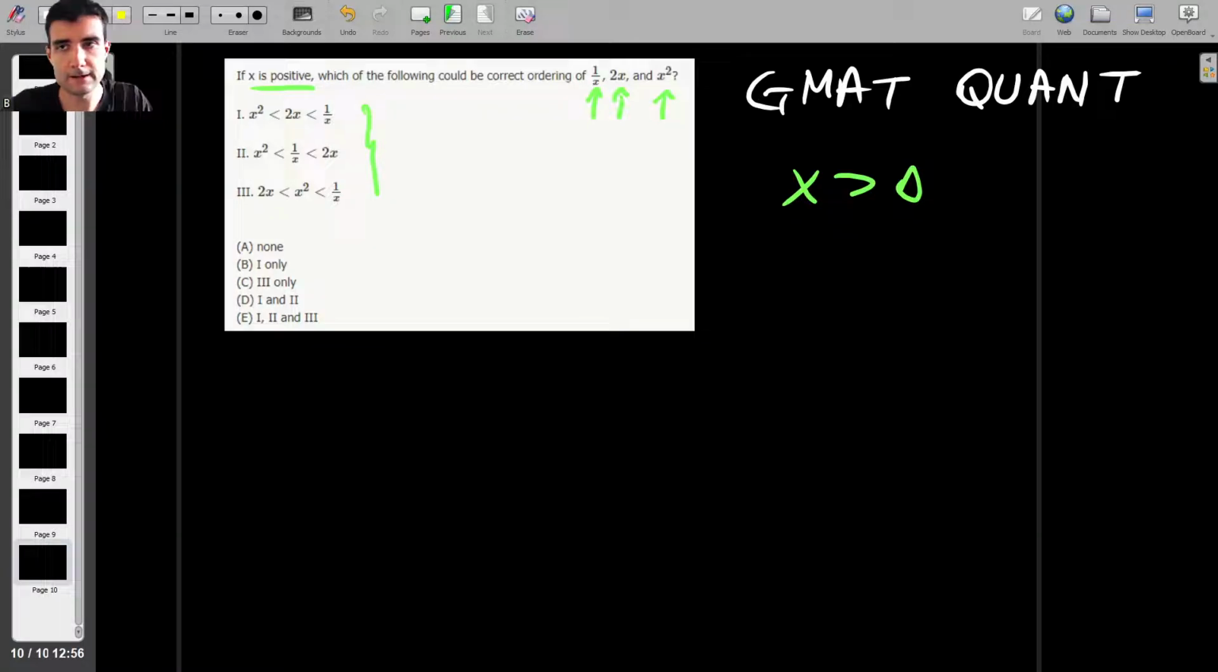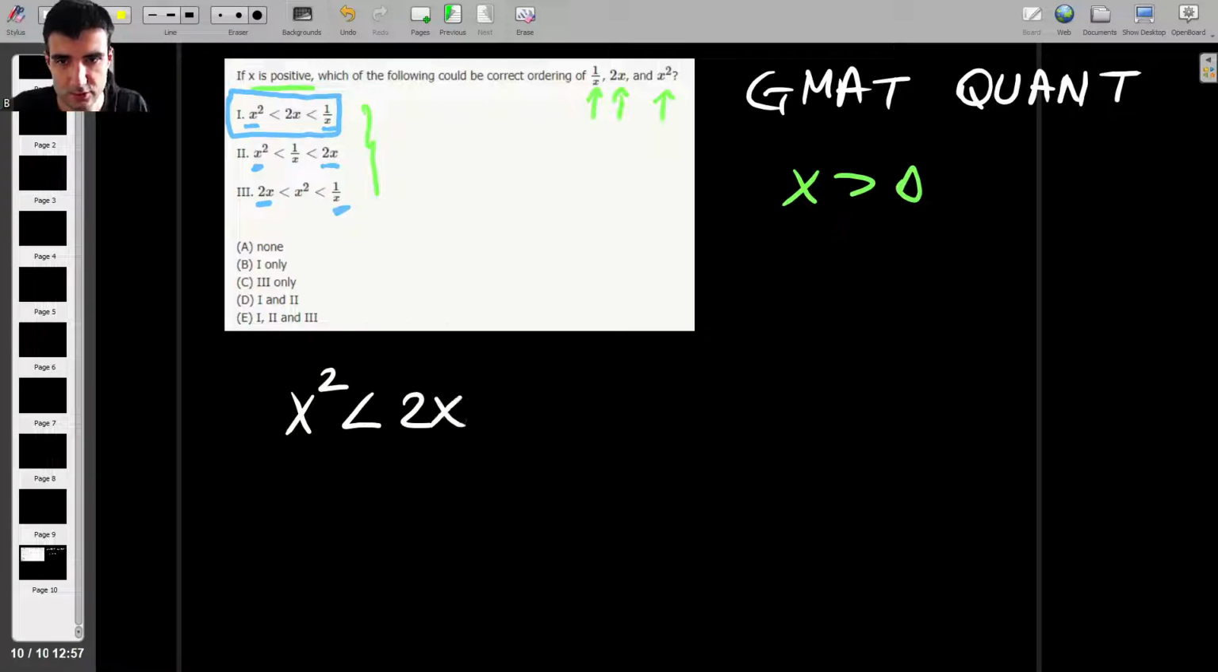Okay, so the first option has x squared as the lowest number and 1 over x as the highest number. Then we have x squared as the lowest number, 2x as the highest number, and then 2x the lowest and 1 over x the highest. And we're going to check which of those, if any, make sense. Okay, so let's start with the first one. Let's see, what should x be for this inequality to make any sense at all?